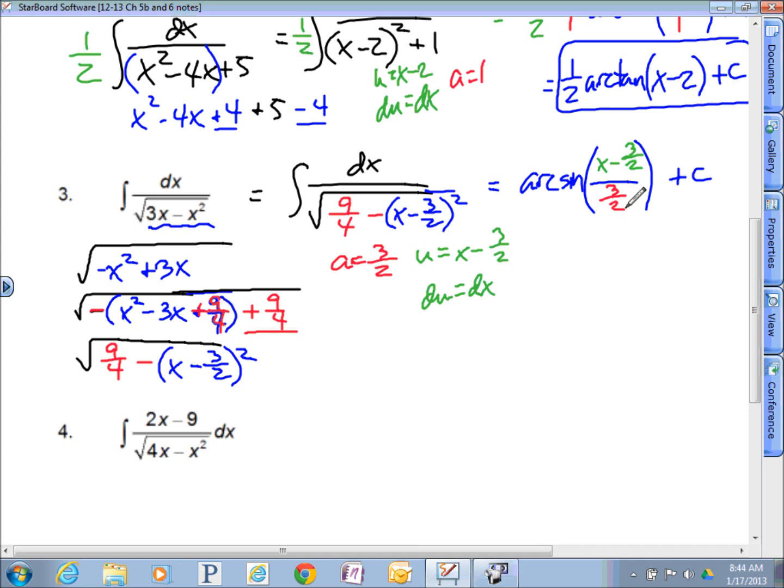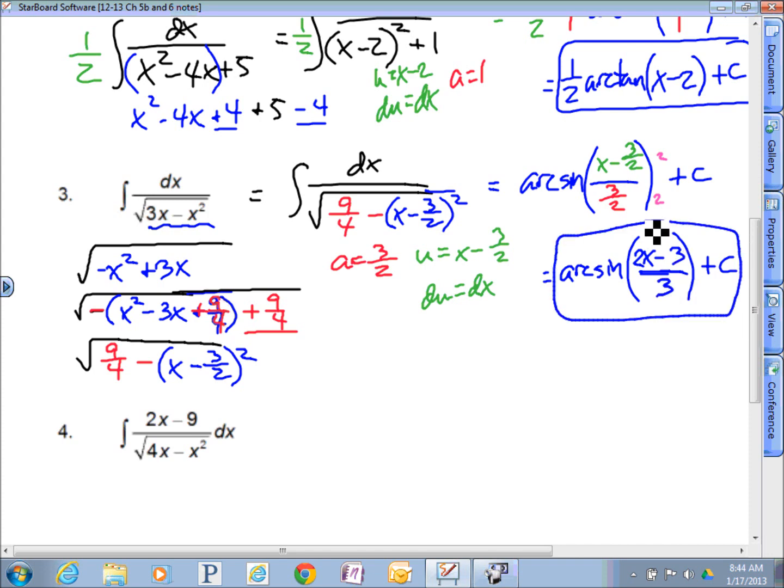Quick way to fix that, let's multiply the top and bottom by a 2. If we multiply the top and the bottom by a 2, then what we've got is arc sine of the quantity being divided, plus my c. 2 times x minus 3/2 would be 2x minus 3, and on the bottom 2 times 3/2 is going to be a 3. So there's how it goes with a square root.